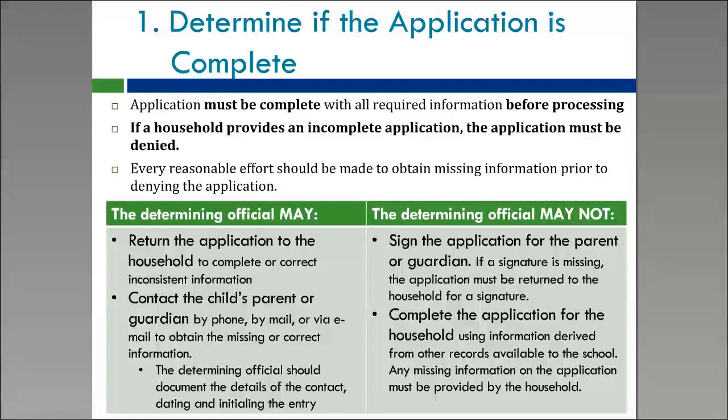Then you can complete that information on the application and make a note on the application of when you talked to the person to get that additional information. However, you cannot sign the application for them. They will need to come in and sign it, or you'll need to return the application for them to sign. Also, you cannot use other student records to complete the application on their behalf.